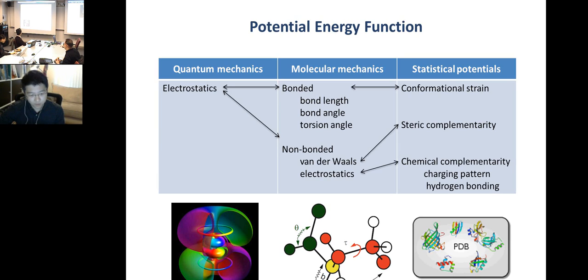So statistical potentials are derived from the database of protein structures. They use various observed structural features to approximate interaction between atoms or residues. And due to their computational efficiency and accuracy, statistical potentials are frequently used in many research areas, such as structural prediction, protein design, and docking simulation.